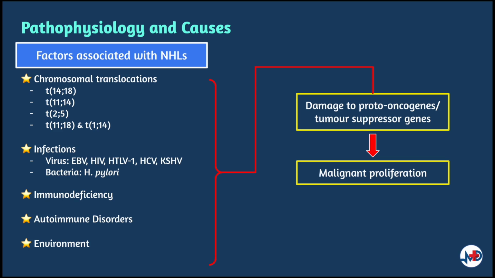Kaposi sarcoma-associated herpes virus. Not a virus but a bacterium, Helicobacter pylori infection is also associated with primary gastrointestinal lymphomas in immunodeficient patients. Next, immunodeficiency states such as severe combined immunodeficiency disease, SCID, and acquired immunodeficiency syndrome, AIDS, have been associated with an increased incidence of non-Hodgkin's lymphomas. Exposure to chemicals such as pesticides, herbicides, organic solvents, preservatives, and chemo or radiotherapy also have been linked to the development of non-Hodgkin's lymphomas, and that would be all the factors associated with non-Hodgkin's lymphoma.